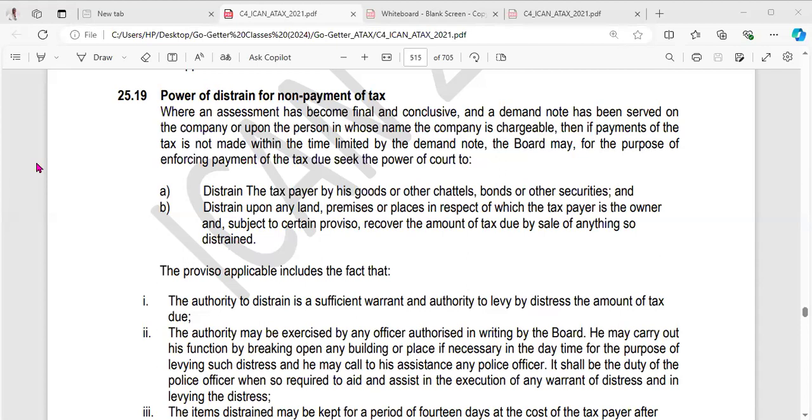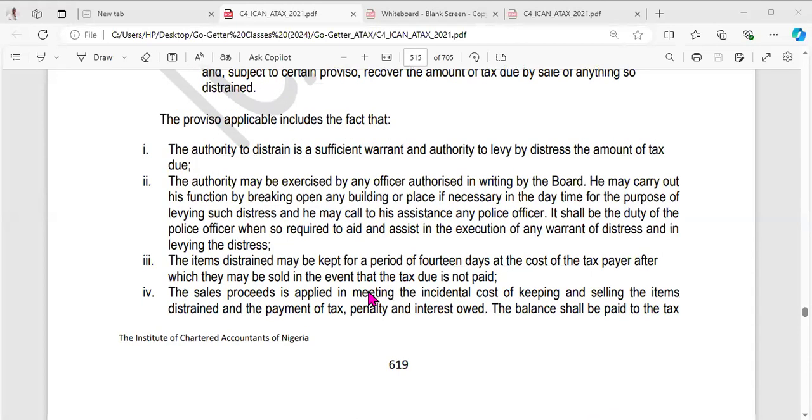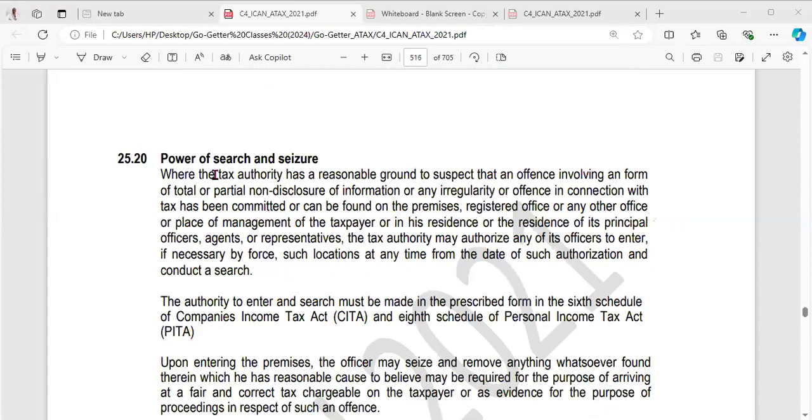But when it is not a limited company or a PLC, if it is a business name or a partnership, they will go and even seize the personal property of the proprietor and distrain it in order to enforce compliance. So that's the power of seizure, search and seizure.